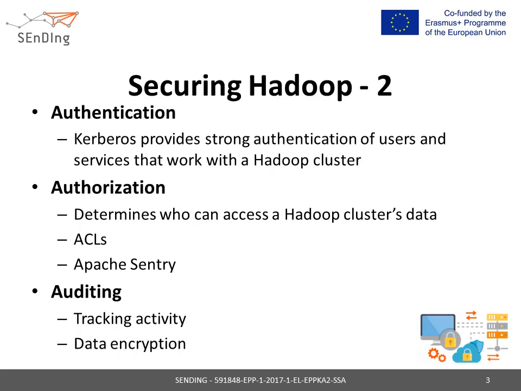Authorization, which determines who can access a Hadoop cluster's data, is a key security concern in any environment. You use access control lists, ACLs, to configure authorization. Apache Sentry lets you configure strong, fine-grained authentication for your data. Auditing is the tracking of activity within the cluster and can include both user and administrative activity. Encrypting data in transit via the network and data at rest, on disk storage, is extremely important, especially when you're dealing with what's known as personally identifiable information.